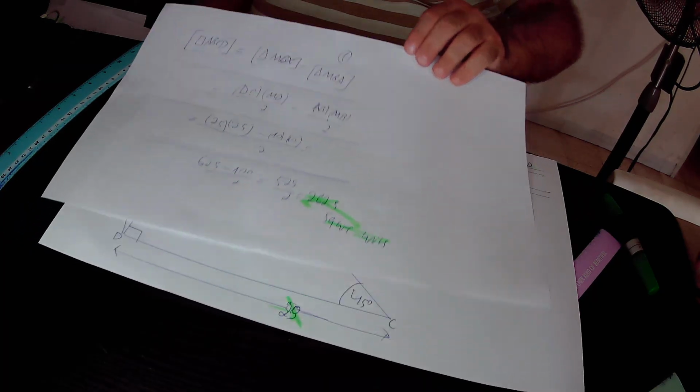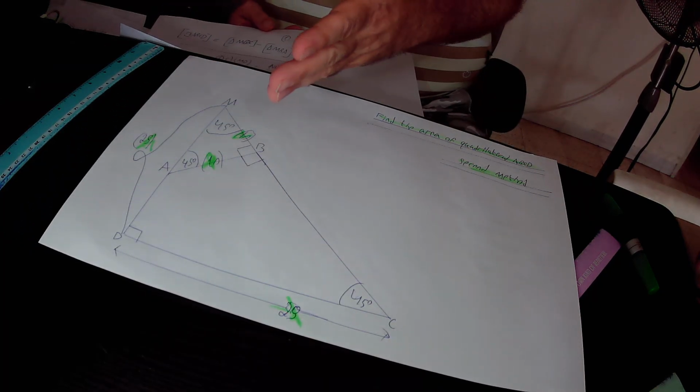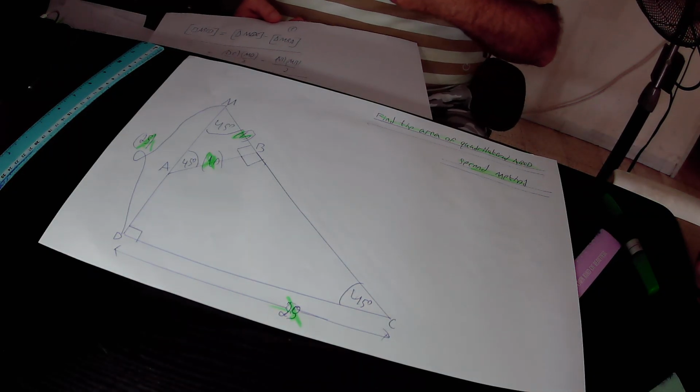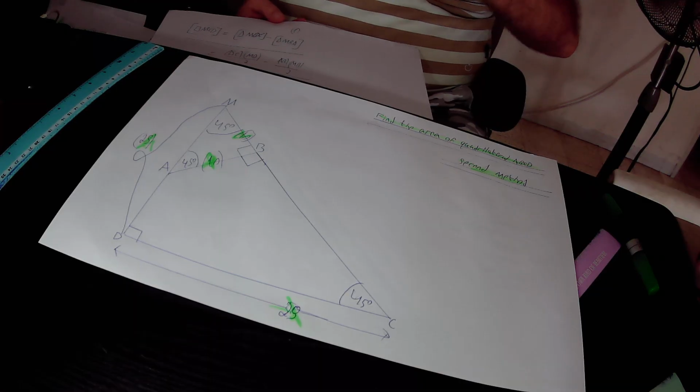So in both methods, we find that the area of this quadrilateral ABCD, that is the area that we are looking for in this question, is equal to 262.5 square units in its size.